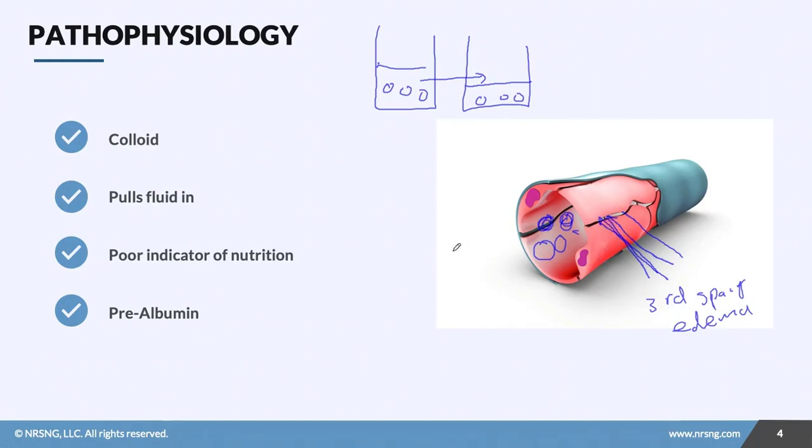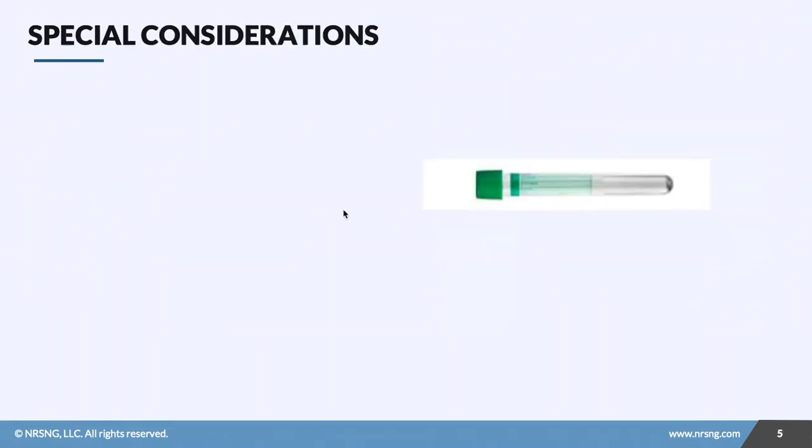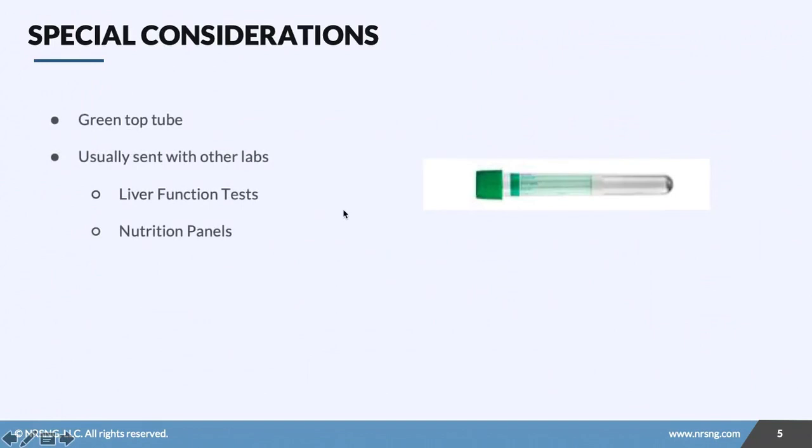Now, it's a poor indicator of nutrition. Why is that? Well, the half-life of albumin is about 20 days, meaning it's kind of a long half-life. So a better indicator of nutrition would be pre-albumin because its half-life is like 2 to 5 days. So we're going to see this much more in acute nutritional issues versus albumin being much more indicative of chronic issues.